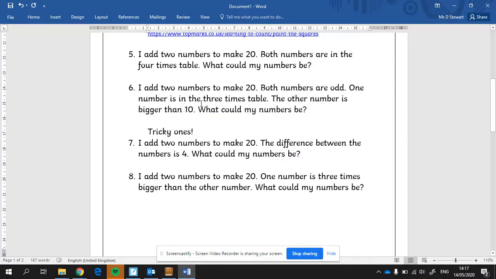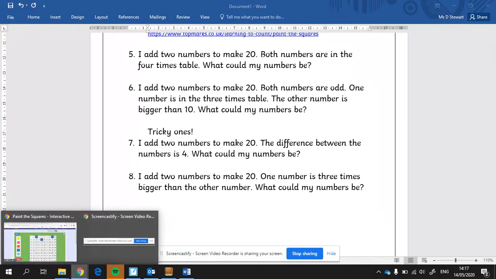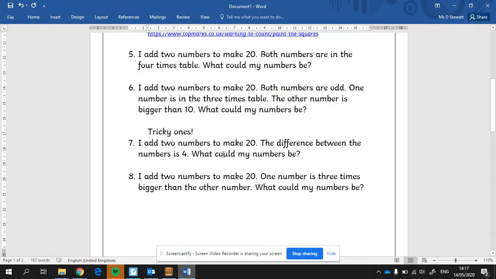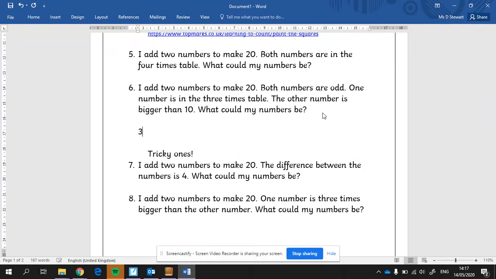because it says one number is in the 3 times table, the other is bigger than 10. If we have 15, we have to add 5, and that number is smaller than 10. So to make that really clear, let's put our answers on here. So we could have had 3 plus 17, or 9 plus 11.